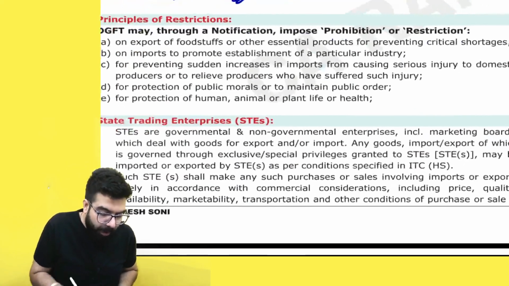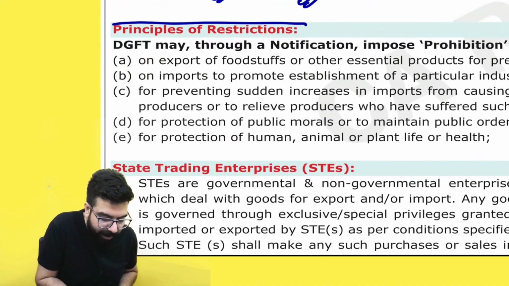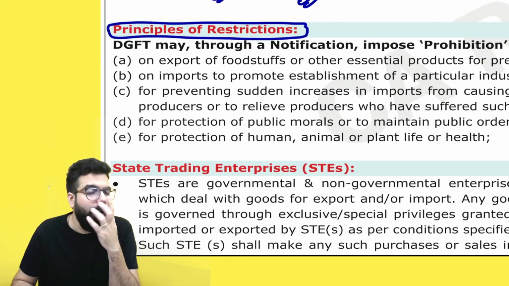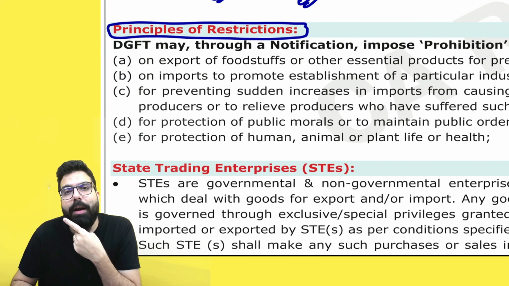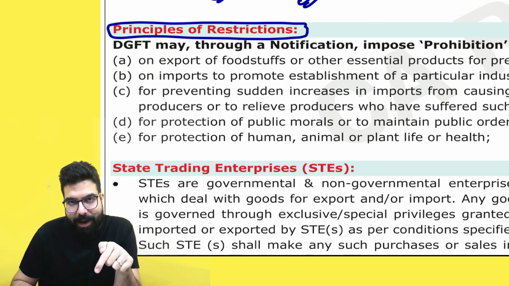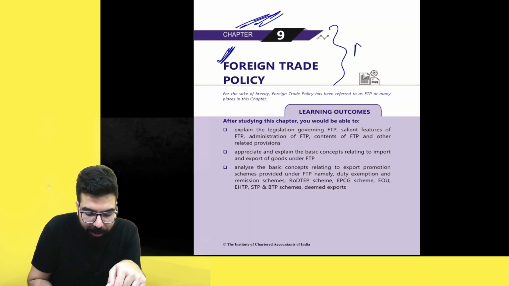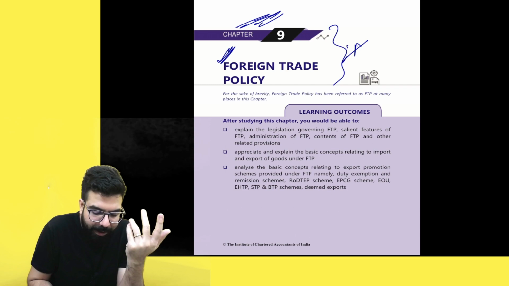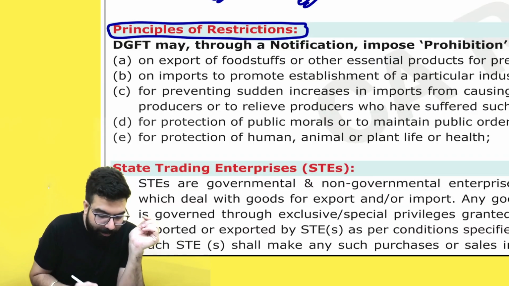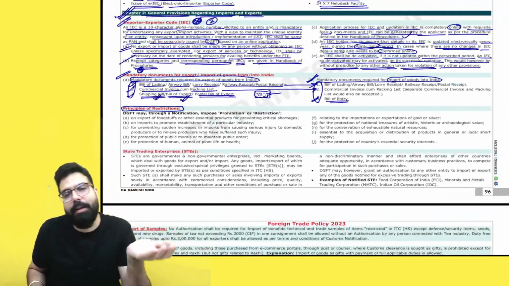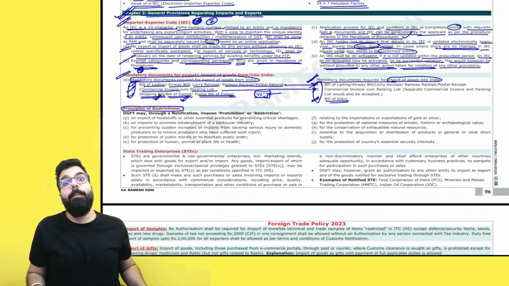Next. Now this principles of restriction which is there, the amendment had come the time before last. What are the principles of restriction? But this time, when the ICA has released its statutory update material, in the foreign trade policy these principles are being deleted. They have not told us, and hence I had given this thinking that the ICA will give what are the principles of restriction.